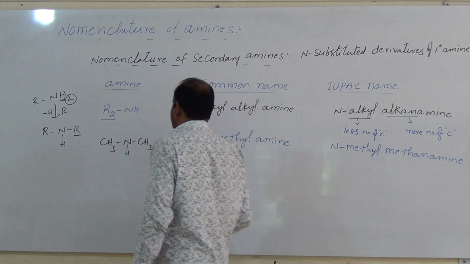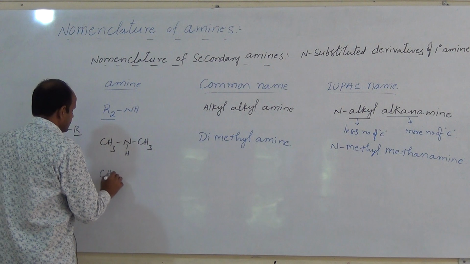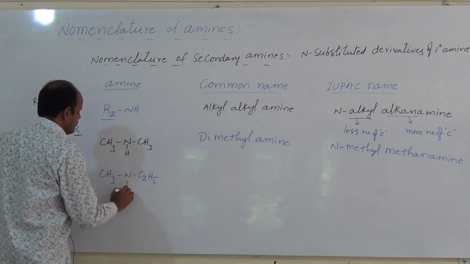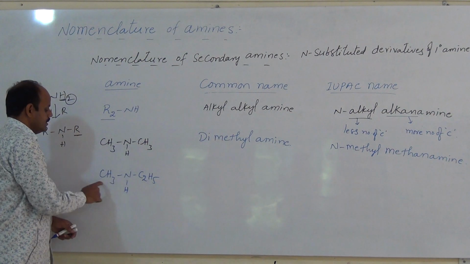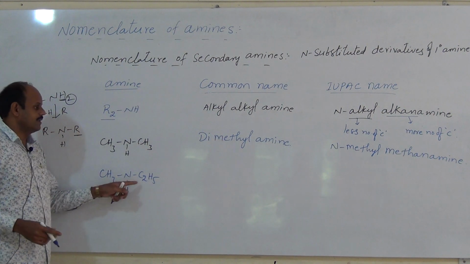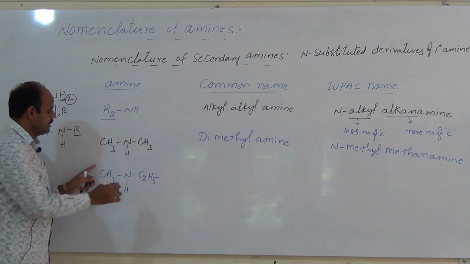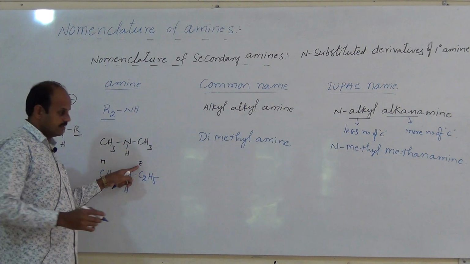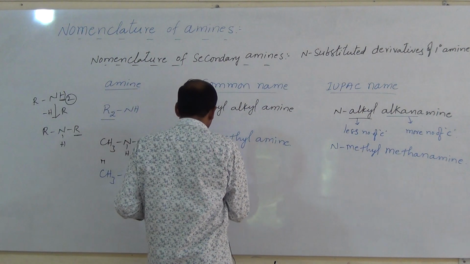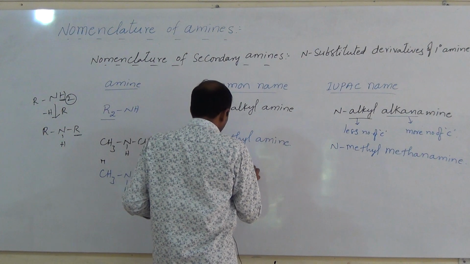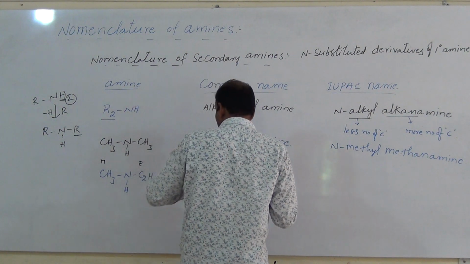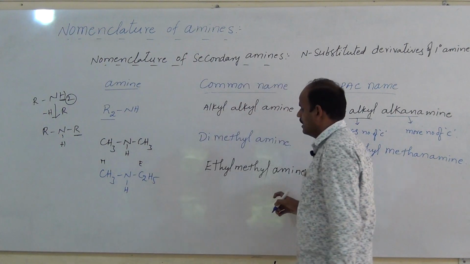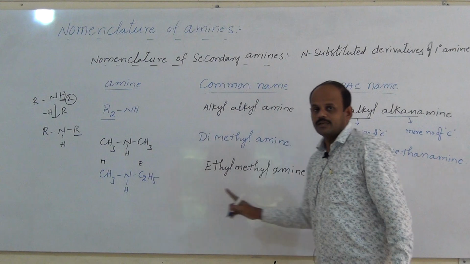Is the IUPAC name. If you take CH3NHC2H5, here H, then two are there, no, then write two different alkyl names. It is the ethyl group, it is the methyl group. In alphabetical order which one will come first? E. Thus should write ethyl, then methyl, next is amine, is the common name. Ethyl methyl amine, common name.